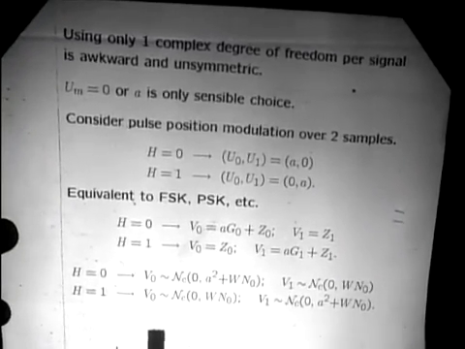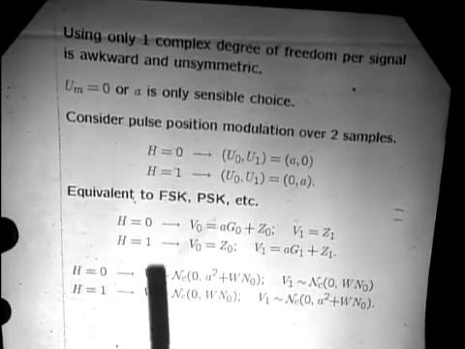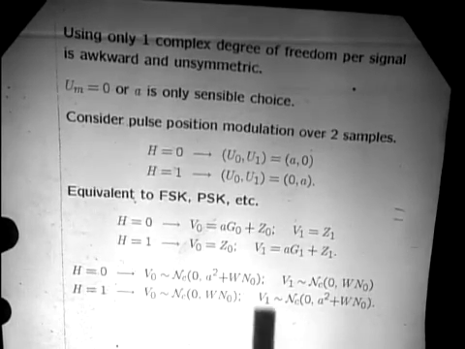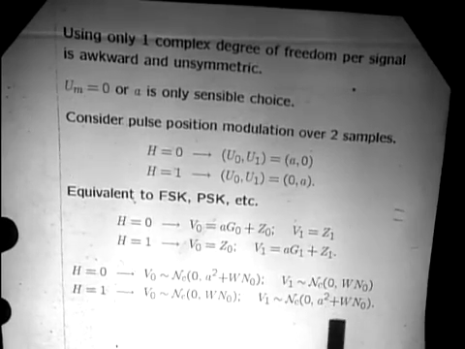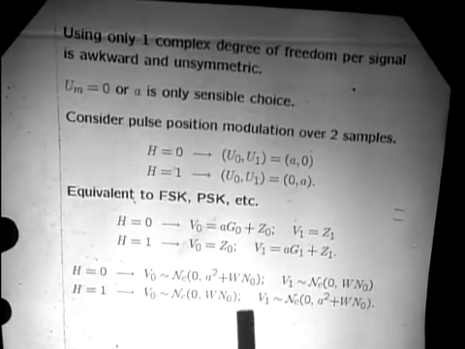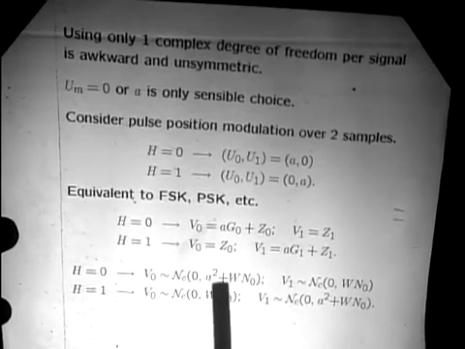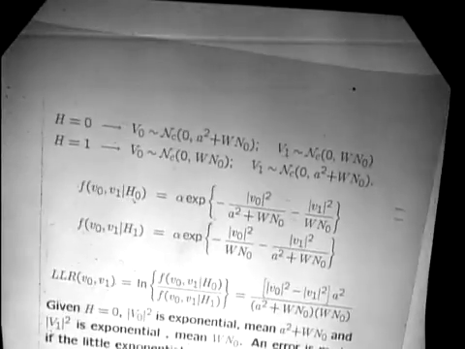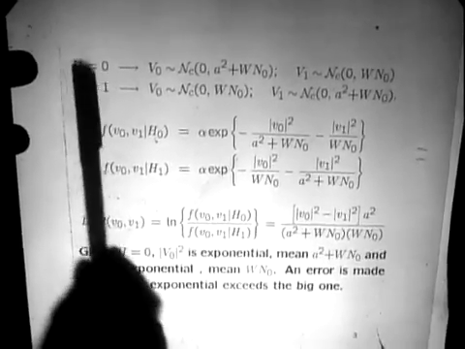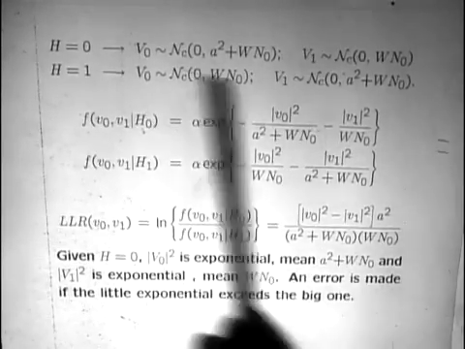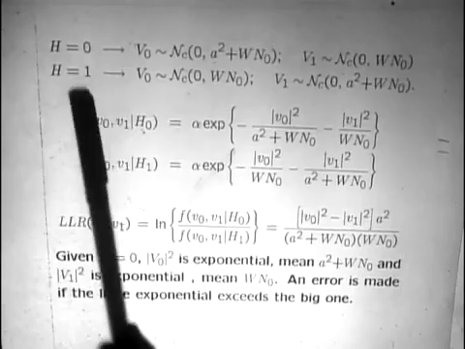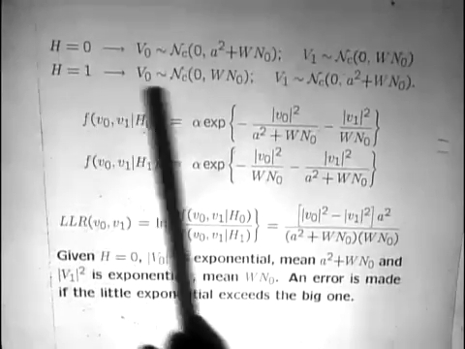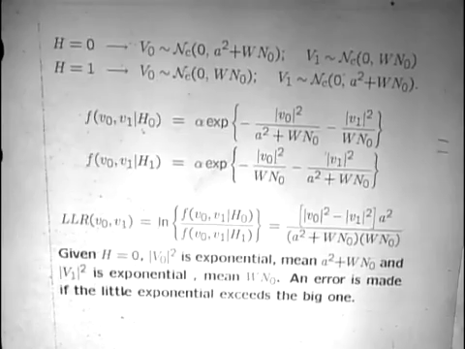And the important thing for us is that under these two hypotheses, we just have two complex Gaussian random variables. In one case, the larger mean square value is in one, and in the other case, the larger mean square value is in the other. Okay, so just reviewing that, if H is equal to 0, V0 and V1 are these complex Gaussian random variables. If H is 1, then we have this set of Gaussian random variables.